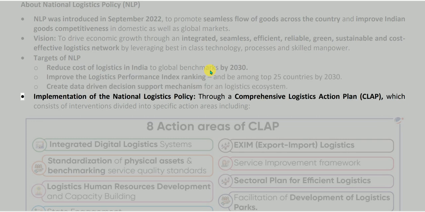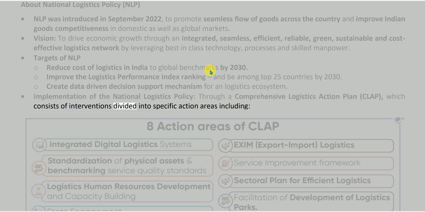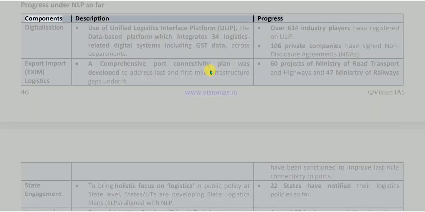Implementation of the National Logistics Policy is through a Comprehensive Logistics Action Plan, CLAP, which consists of interventions divided into specific action areas, including progress under NLP so far. Components and progress. Digitalization: use of Unified Logistics Interface Platform, ULIP, the data-based platform which integrates 34 logistics-related digital systems, including GST data, across departments. Over 614 industry players have registered on ULIP. 106 private companies have signed non-disclosure agreements, NDAs. Export-import, EXIM, logistics.